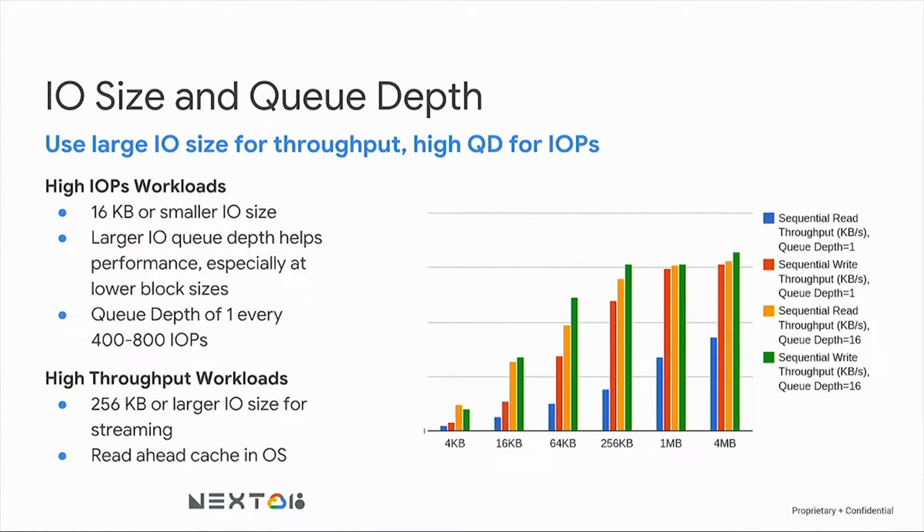Also, we really suggest you look at both your I/O size and queue depths. So for high IOPS workloads, we suggest 16 kilobyte block sizes or smaller, and larger I/O queue depths, which really help performance at those lower block sizes. Specifically, for high I/O, we suggest a queue depth of 1 for every 400 to 800 IOPS. Now, on the other side, on high throughput workloads, we suggest block sizes of 256K or larger, and enabling the read-ahead cache in the OS.